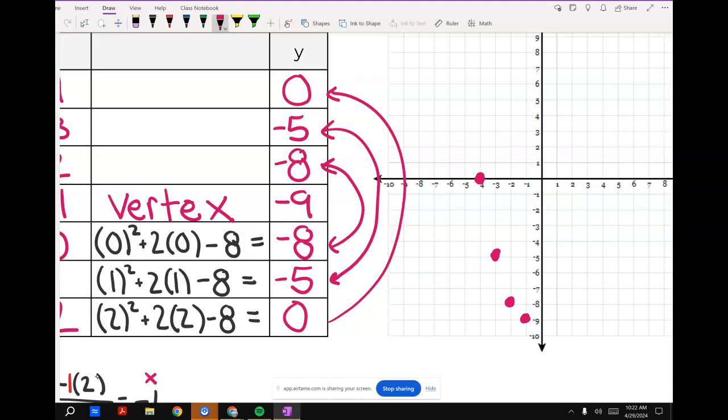I know at this point I should start going back up and filling in the other half of my parabola. So doing 0, negative 8. We can see our symmetry already happening. 1, negative 5, and 2, 0. And we're just going to, as best we can, draw a smooth line through our points.